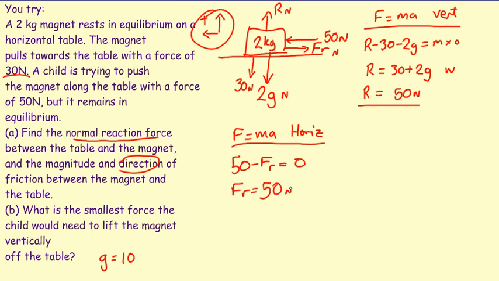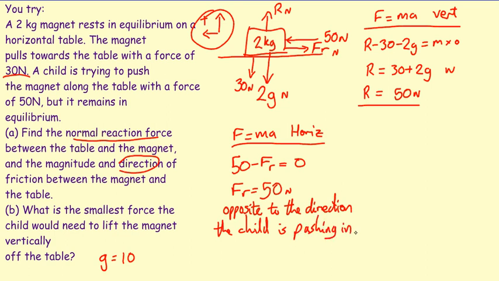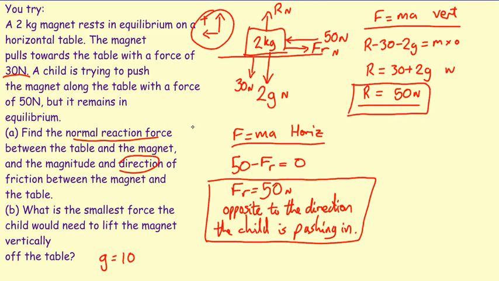but they want the direction. So here we just have to describe it in a way that's clear. There's no necessarily positive direction described in the question. So we just need to say some way of describing this. We might say opposite to the direction the child is pushing in. And it's just some sort of description like that is all you need. So we have here our answers for part A. Okay.